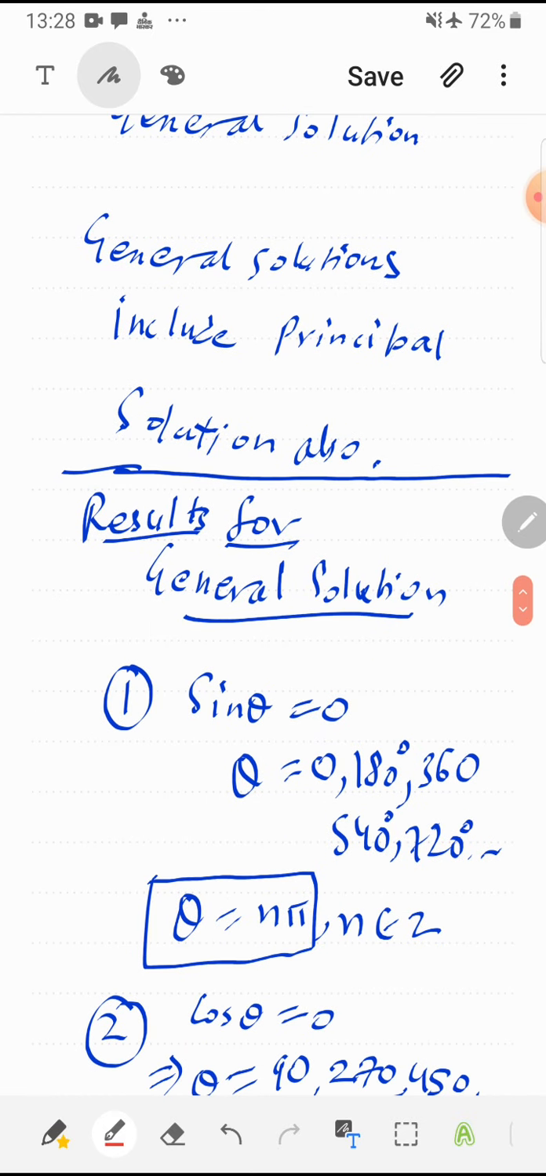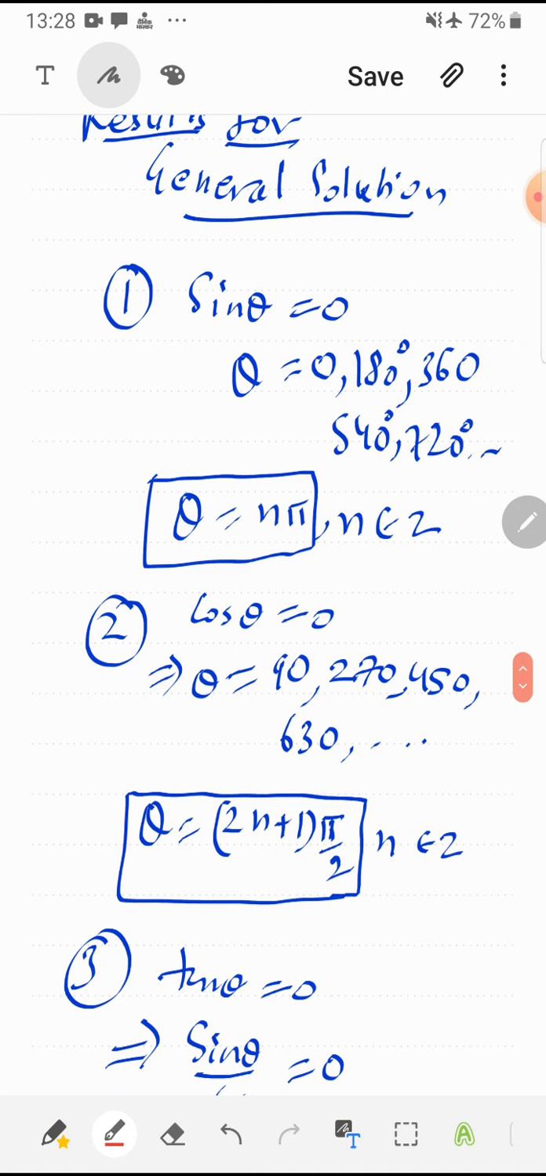One is sin theta is equal to 0. When sin theta is 0, theta may be 0, 180, 360, 540, 720 and so on. So in general we can write theta is equal to n pi where n belongs to Z. Z is integer. It is very important to mention that n belongs to Z, because if we don't mention it and someone puts n as half, theta becomes pi by 2, for which sin is not 0. So it's very important to mention n as integer. Now this represents all infinite angles, so this is called the general solution.